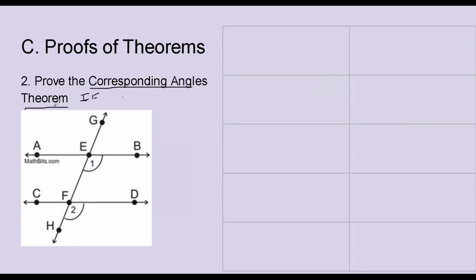line AB is parallel to line CD, then their corresponding angles are congruent.